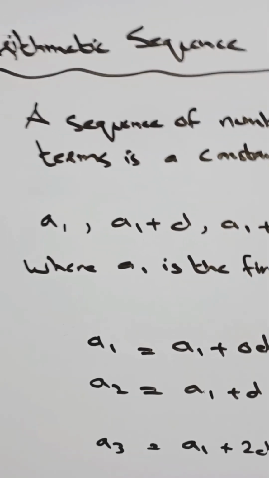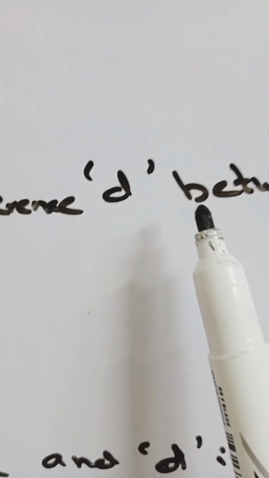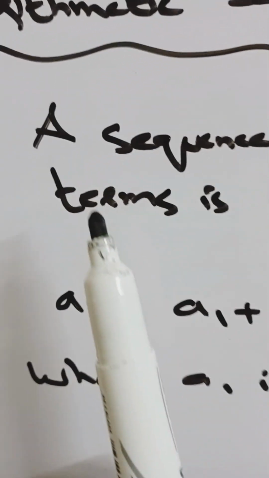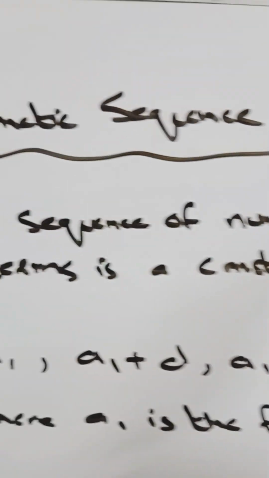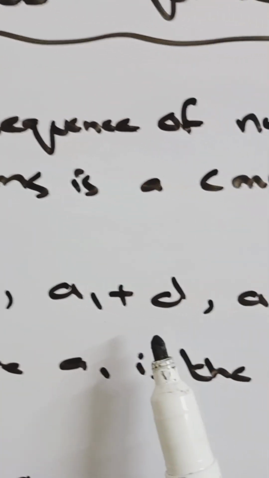Arithmetic sequence, let's begin. A sequence of numbers such that the difference d between two consecutive terms is a constant. What it means? A sequence of numbers means a1, a1 plus d, a1 plus 2d, a1 plus 3d, where d is the common difference. Now let me explain, where a1 is the first term of the sequence and d is the common difference.